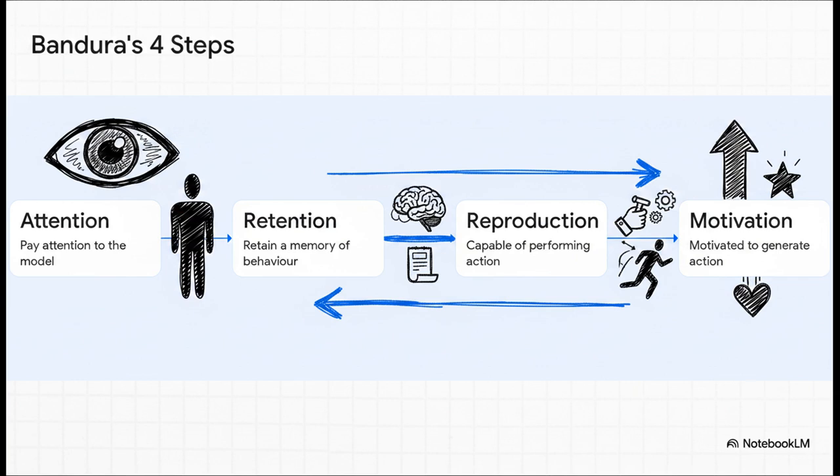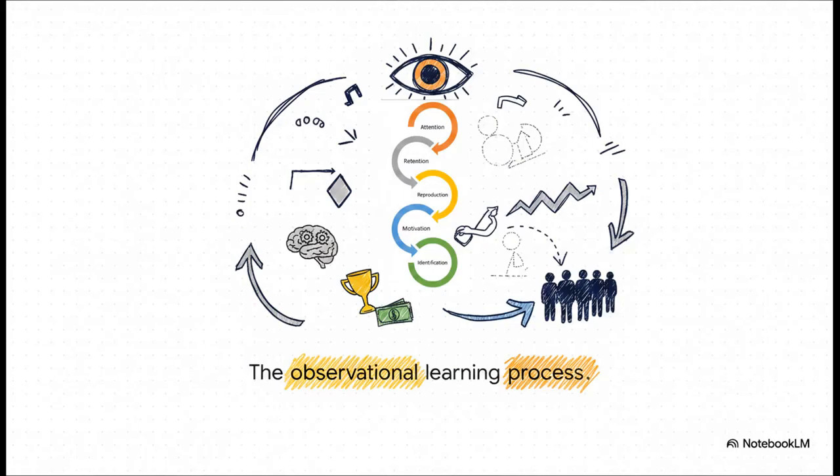You have to actually want to generate that learned behavior. It acts like a continuous chain reaction. Attention flows right into retention, which leads to reproduction and then motivation. And honestly, that final motivation step usually links right back to that vicarious reinforcement we brought up earlier. Seeing someone else snag a reward gives you that final, necessary push to just go for it and do the behavior yourself.